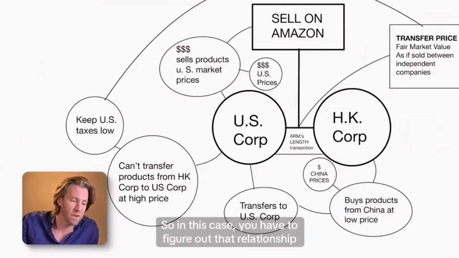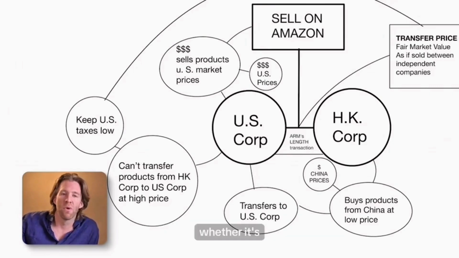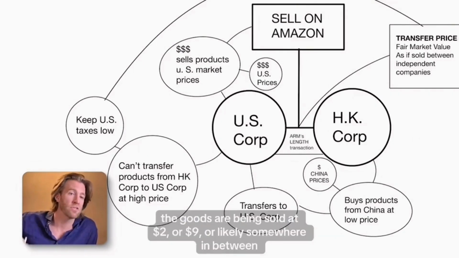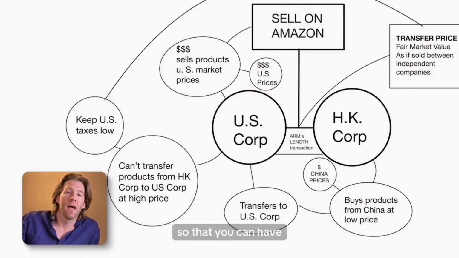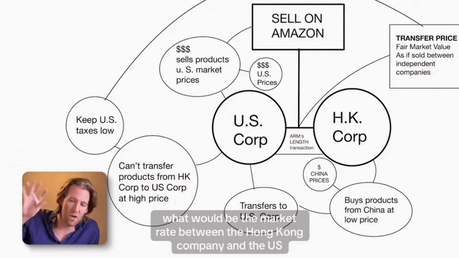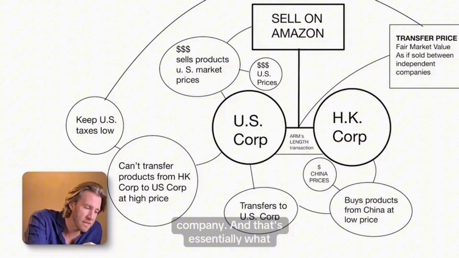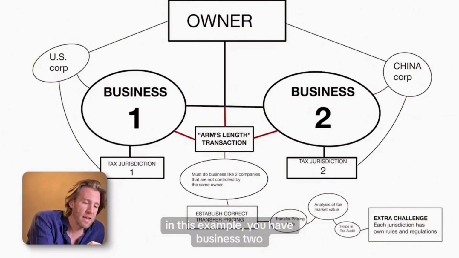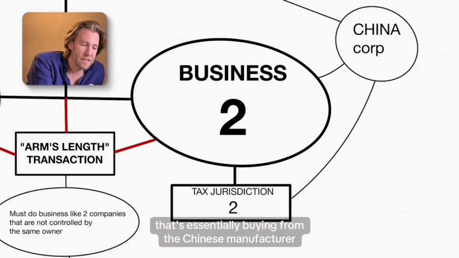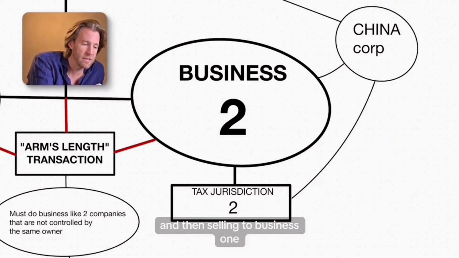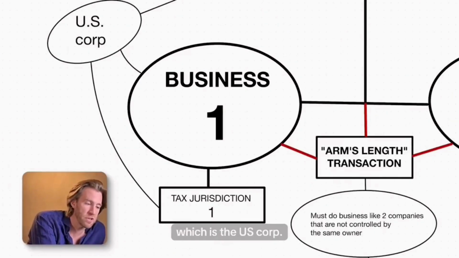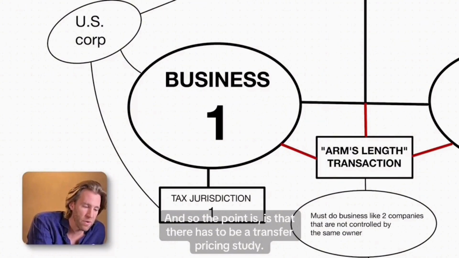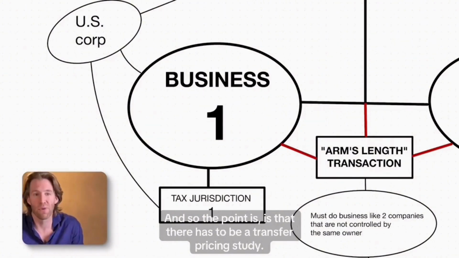So in this case, you have to figure out that relationship, whether it's the goods are being sold at $2 or $9 or likely somewhere in between, so that you can have what would be the market rate between the Hong Kong company and the US company. And that's essentially what transfer pricing is. So again, in this example, you have business two that's essentially buying from the Chinese manufacturer and then selling to business one, which is the US Corp. And so the point is that there has to be a transfer pricing study.